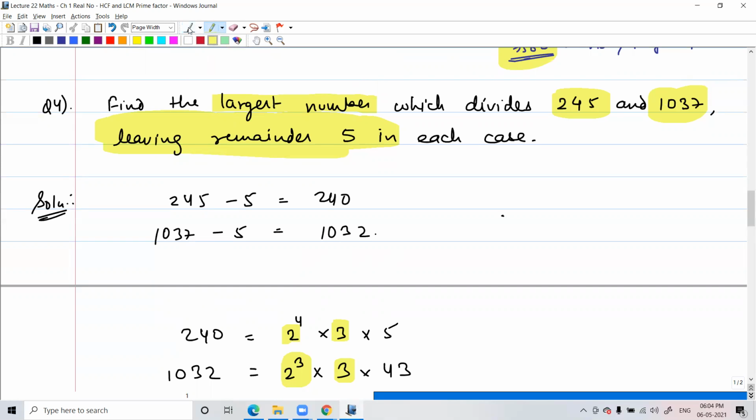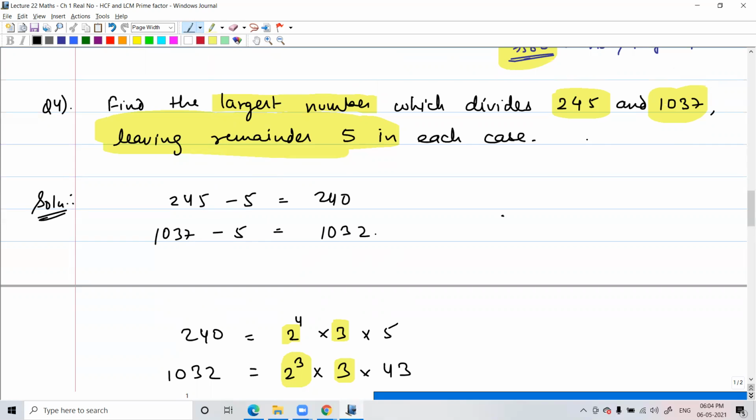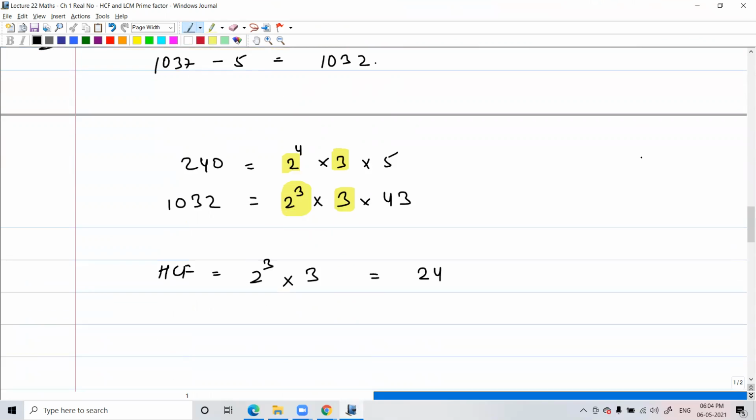Now in this question, both these numbers left a remainder of 5, so you subtracted 5 from both of them. But there may be questions where they might ask you to find a number which will divide and leave different remainders with these numbers. So let's take one question of that type also, just to make sure.